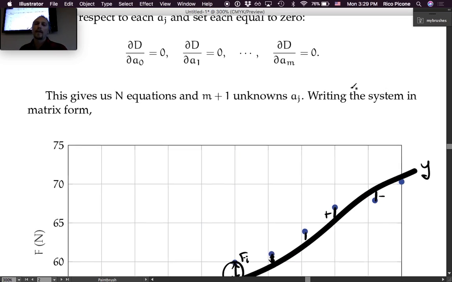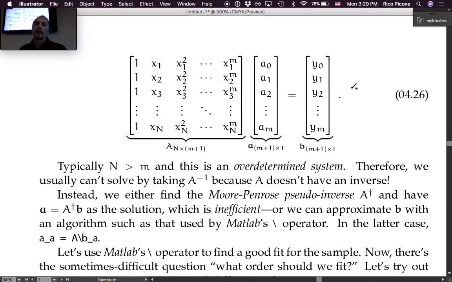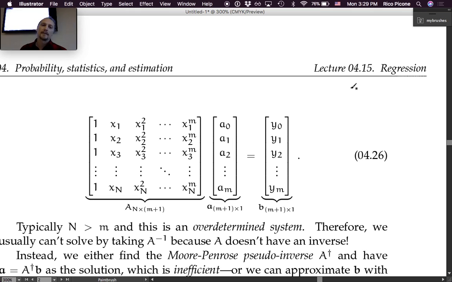Now, if we write the system in matrix form, we get this. So what does this say? Let's read off the first line. The first line says that 1 times A0, so A0, plus x1 A1 plus x1 squared A2, plus all the way up to x1 to the m AM, is equal to y0.